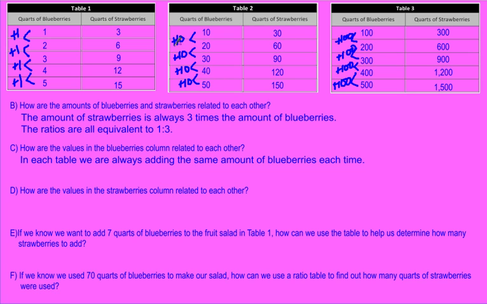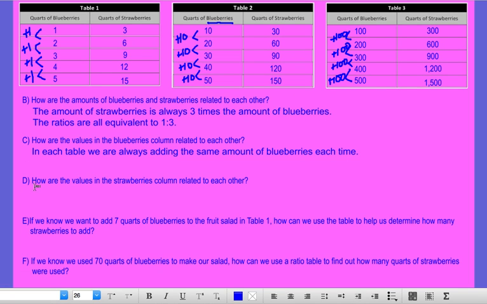Now notice, just because we're doing the same thing over here doesn't mean it's the exact same thing here. So we have to keep doing the same thing to that specific piece. So in this case, blueberries. So we have to keep adding 10 quarts of blueberries. We don't do that same thing to strawberries because it's not the same amount of strawberries that keeps the ratios equivalent.